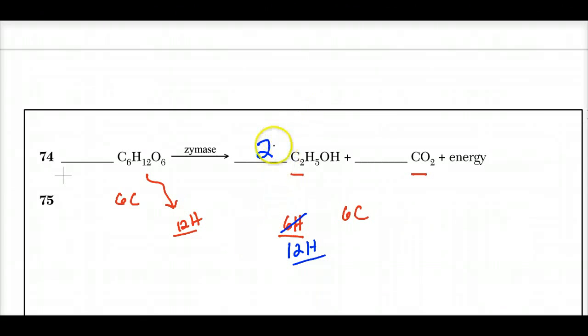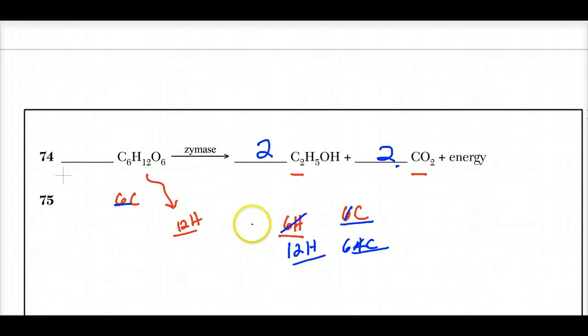Now, by putting the 2 in front, that gives me 4 carbons. Now I need 2 more, right? Because I need a 6 on both sides. Well, that tells me I need a 2 here. You can throw a 2 there if you'd like, and that gives me my total number of carbons to be 6. So I have 6 carbons on both sides.